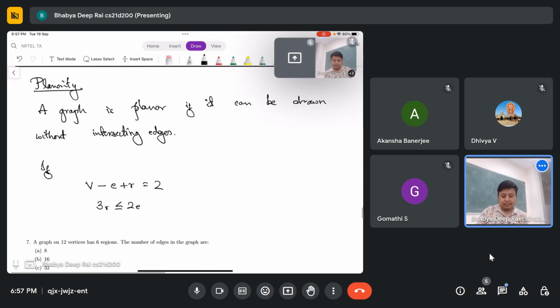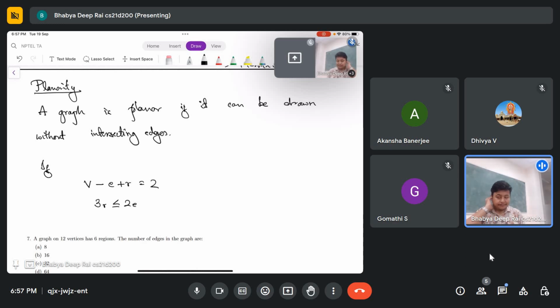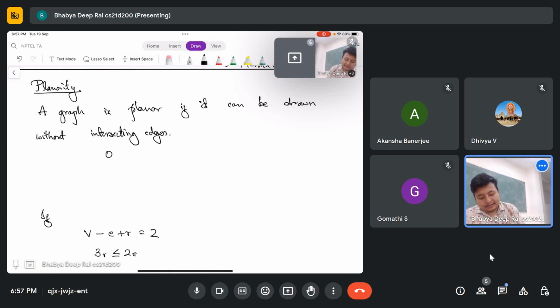So next we'll move on to planarity. Okay, now a graph is called planar if it can be drawn without intersecting edges. For example, this is a planar graph. Okay, this is a planar graph, and this is a planar graph, and this is a planar graph. Why? Because I can take this edge and stretch it until here, and still the edges won't intersect.